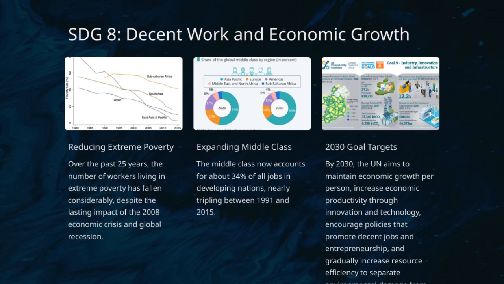Today, around 34% of all jobs in developing nations are held by the middle class, almost tripling since 1991. This expansion reflects improved economic stability and increased income levels for many people. Despite setbacks like the 2008 economic crisis and the ongoing global recession, the number of workers living in extreme poverty has decreased substantially over the past 25 years. This progress shows that even amid challenges, sustained efforts can lead to meaningful improvements.